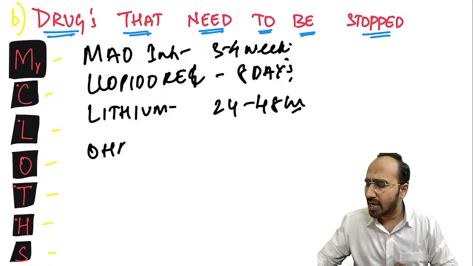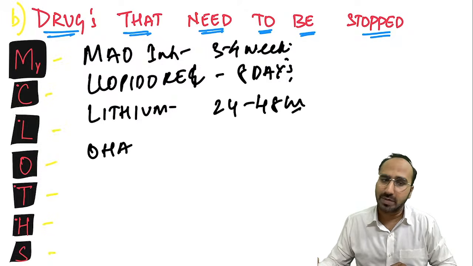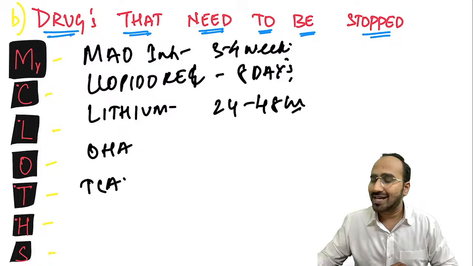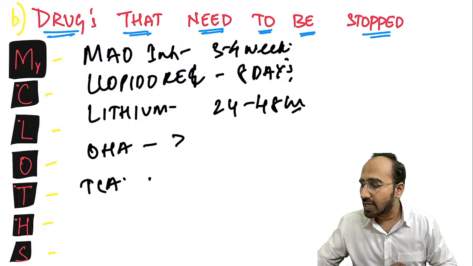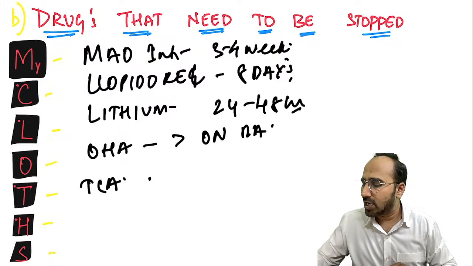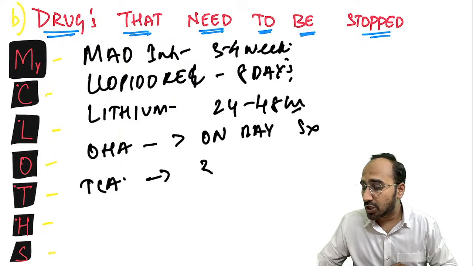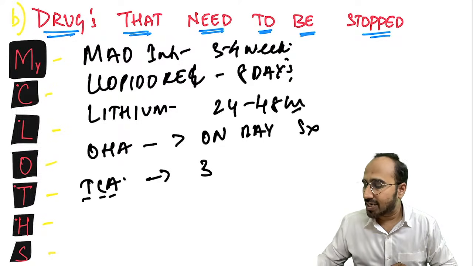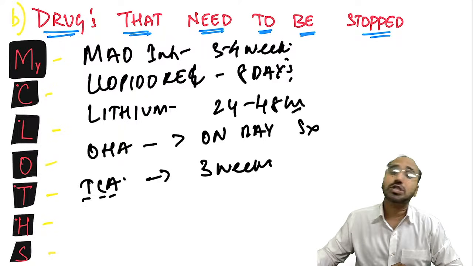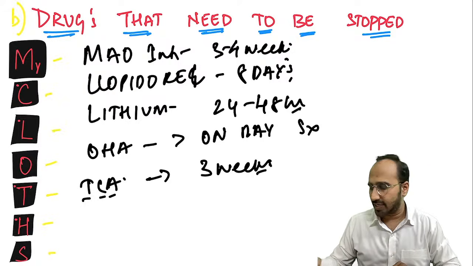O stands for oral hypoglycemic agents or oral hypoglycemic drugs. T stands for tricyclic antidepressants. Remember, oral hypoglycemic drugs are usually stopped on the day of surgery. TCA, tricyclic antidepressants, are usually stopped 3 weeks before. Remember TCA, 3 words, so 3 weeks before surgery you are stopping it. Post-op delirium can happen, okay?